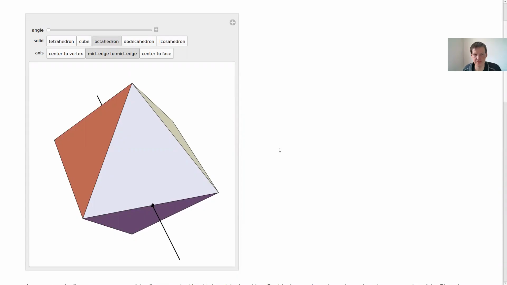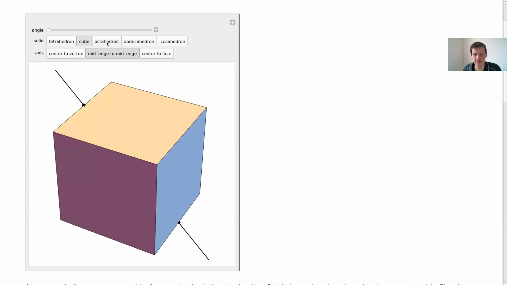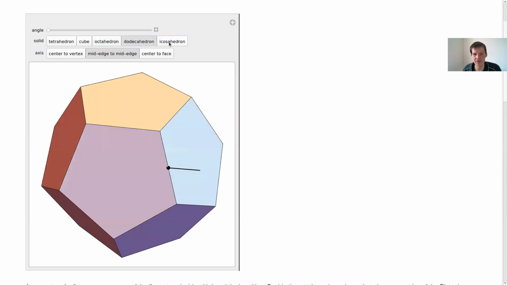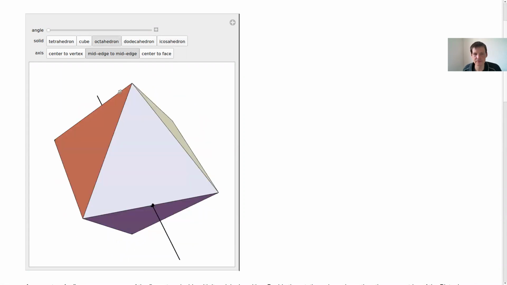Okay, so here is my illustration. We have the tetrahedron, we have a cube, so the platonic solids. We have the octahedron, which I'm going to show you. We have the dodecahedron, which takes a while to load. We have the icosahedron, which also takes a while to load. Let's go to the octahedron. So this is the octahedron, and I've chosen a rotation angle that you can see here. So let's see what it does.